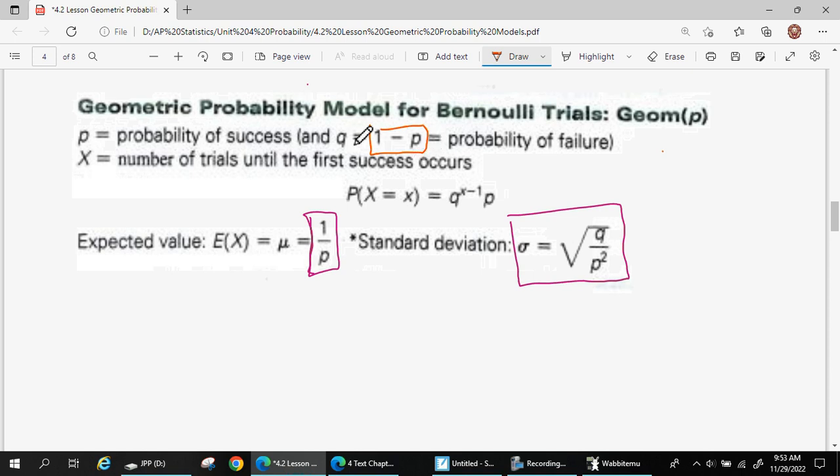For us, we're going to use Q, but just know that they denote failure on the formula sheet as 1 minus P, because Q equals 1 minus P. If we subtract 1 minus the probability of success, that gives us the probability of failure. X here, our random variable, is the number of trials before we get our first success, whatever that success is.